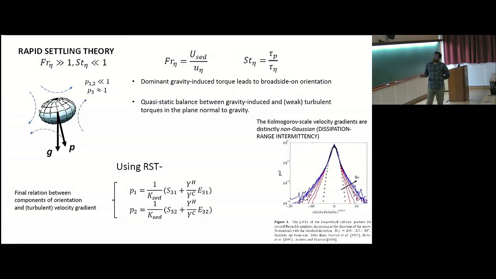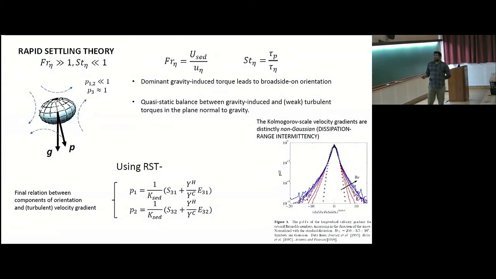And so this automatically implies that the orientation of the particle, or of the oblate spheroid, will be characterized by this. P3 is the component of the axis of symmetry of the spheroid along gravity. So P3 would be nearly 1, and the other components will be small. So using rapid settling theory, we calculate the orientation of the spheroid as linear functionals of the velocity gradients, basically the rate of strain tensor E and the vorticity tensor S.